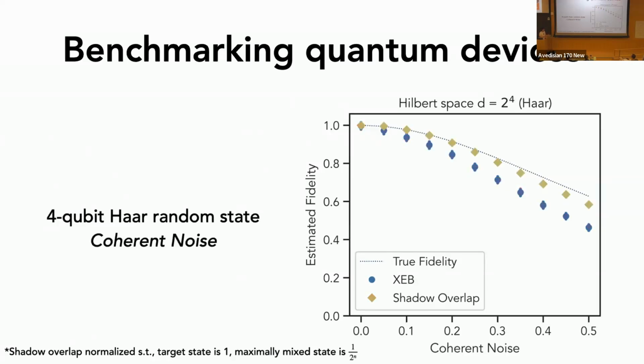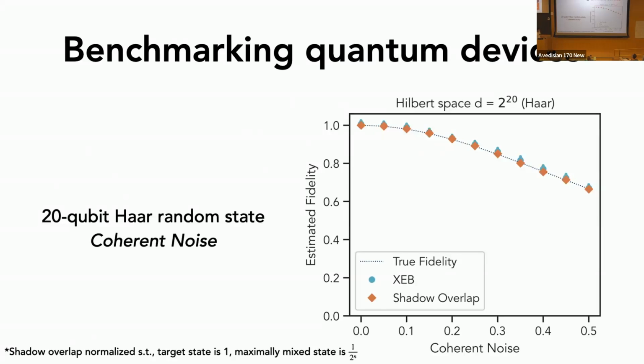But now when we start to consider not white noise, but, say, coherent noise, that's also very common in actual systems, then suddenly XEB starts to deviate from the true fidelity. In this case, XEB is reporting a lower value than the true fidelity. On the other hand, shadow overlap captures it much more accurately because shadow overlap doesn't only measure in the Z basis. It also measures each qubit in a random XYZ basis. And what we found was that that's actually very powerful.